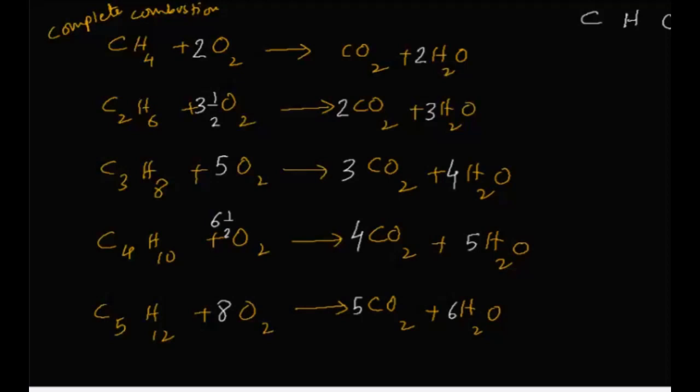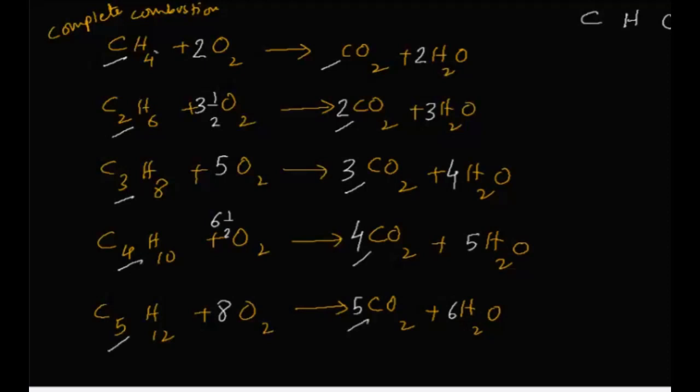Look at the number of carbon atoms. Now 1, 2, 3, 4, 5. So if you have the carbon number 1, you will get 1 here. If 2, then you will get 2 here. 3, then you will get 3 here. 4, and then before carbon dioxide, you have to put the coefficient 4. So if you have a 5, then 5 here.